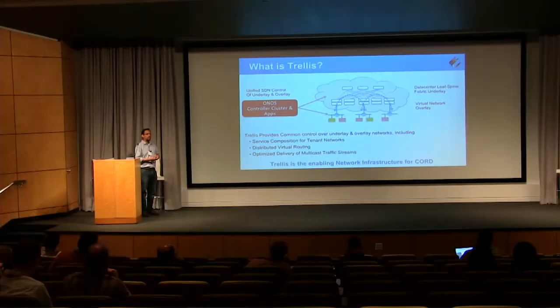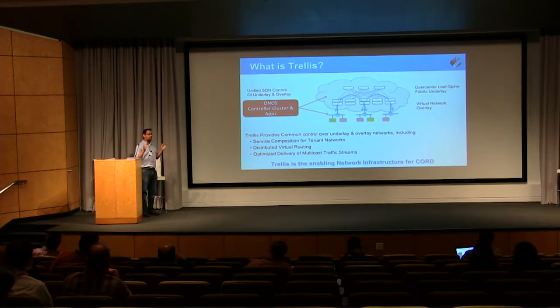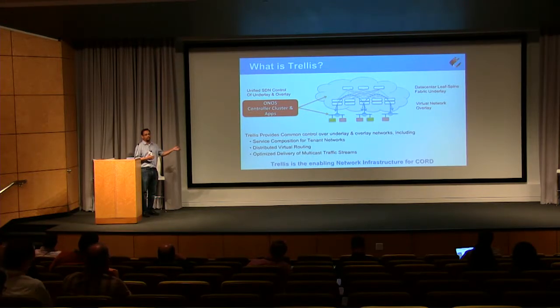You can see from the examples that I'm giving over here, it forms the heart of the network infrastructure in CORD, which you heard about in the morning. All aspects of CORD, whether it's residential or mobile or enterprise CORD, they all run on the core CORD platform. And that core CORD platform is based on a network infrastructure that we call Trellis.